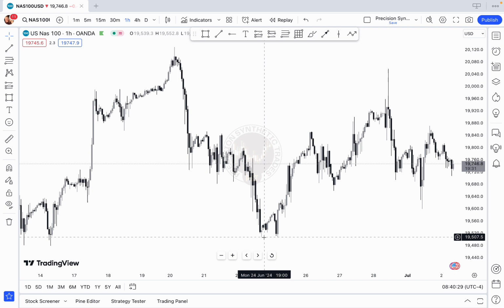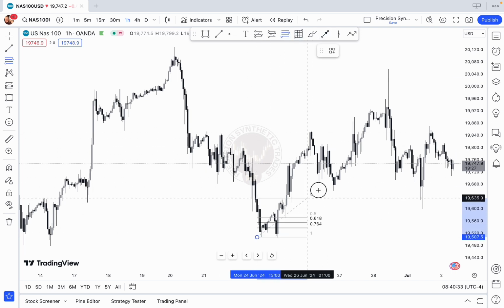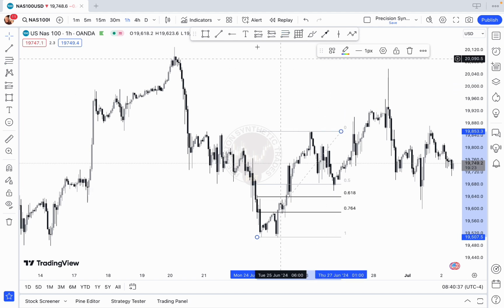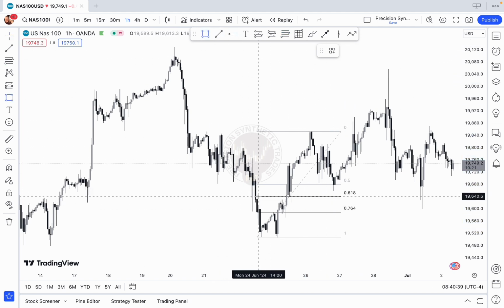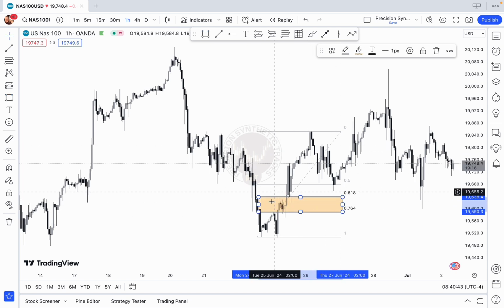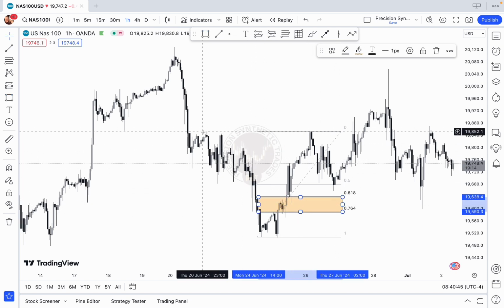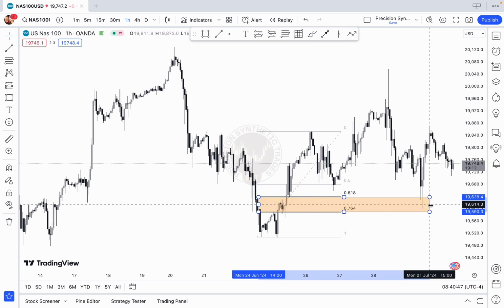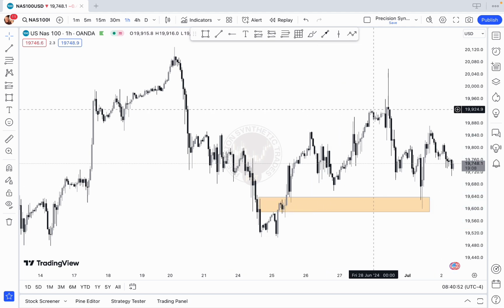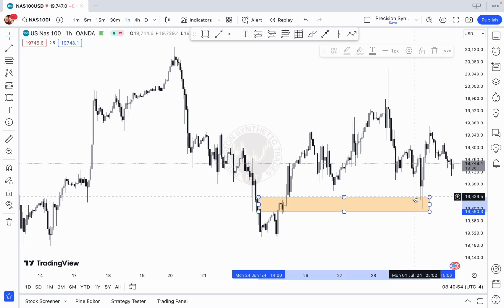If I take it from this low to this high, you will see as well an optimal trade entry. The reason why I draw it from this low to this high is because it took out these previous highs. And as you can see, price came right up to our OTE level.